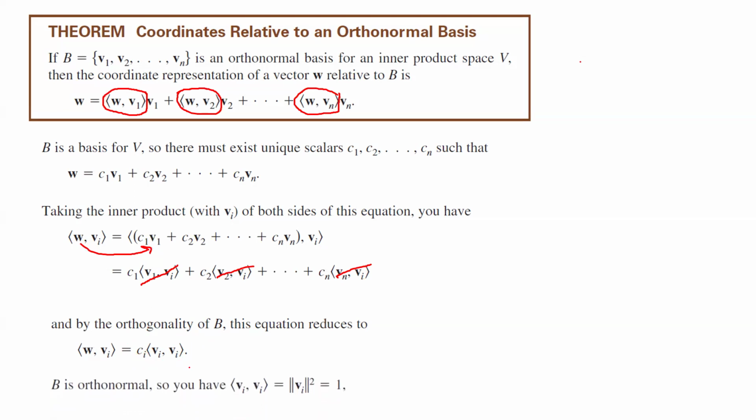So what's the meaning of that? Since B is orthonormal, each vector is a unit vector. So the inner product between vi and vi, which is equal to the magnitude of vi to the second power, must be equal to 1. And it follows that the inner product between w and vi is equal to ci times 1, or just ci, as you see right here.